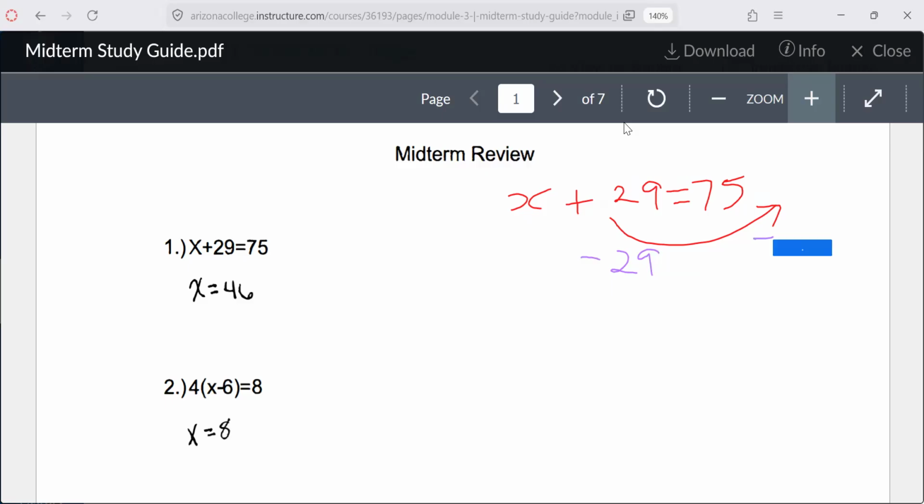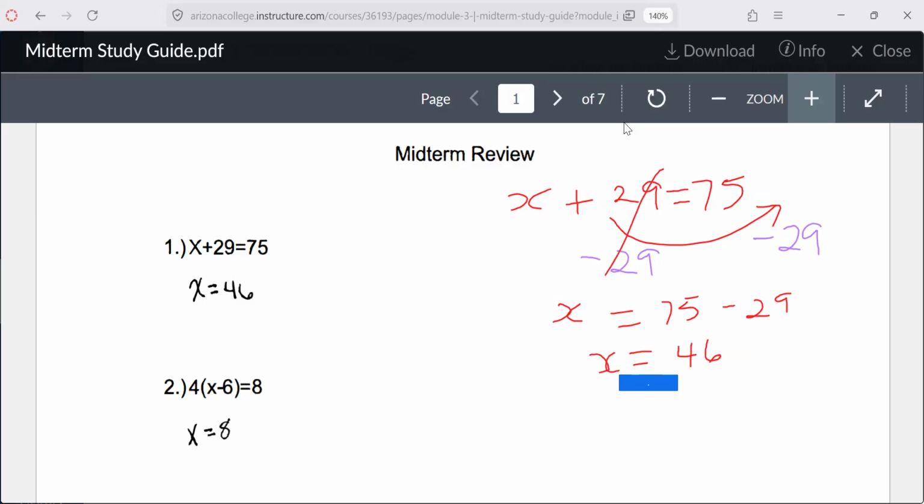And then we do the same thing to the right side. Because it's an equation, whatever you do on the left, you've got to do the same on the right. So 29 minus 29 is 0. So we've got x equals 75 minus 29. And that should give us a 46.